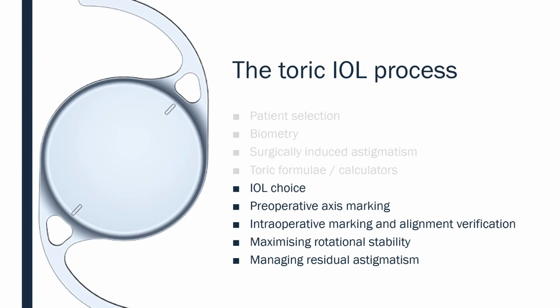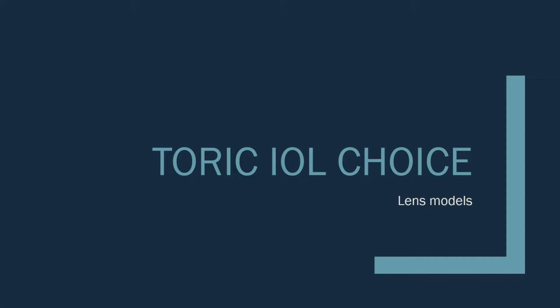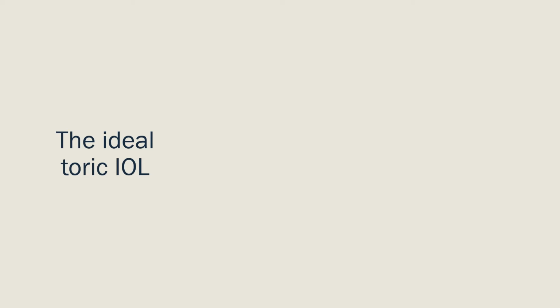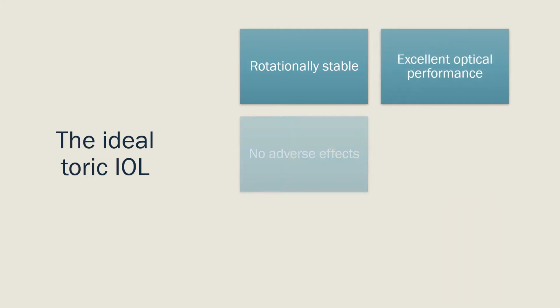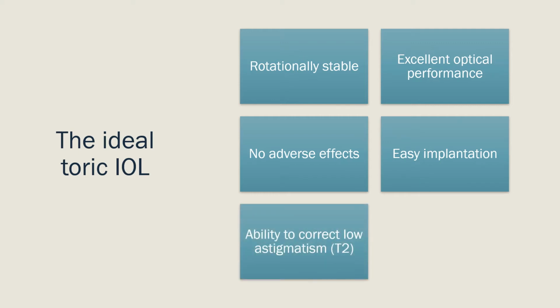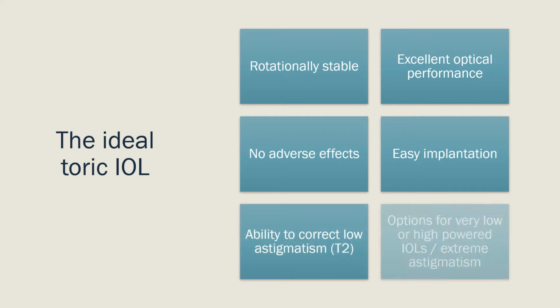So we're now halfway through the toric IOL process, and we now need to choose which model of toric lens we're going to use. There are several toric lens models available, and they all have their pros and cons. The ideal toric IOL should be rotationally stable, have good optics, no adverse effects inside the eye, be easy to implant, be available in powers to correct low astigmatism, but also have options for very high or low powered IOLs in extreme ametropia and astigmatism.